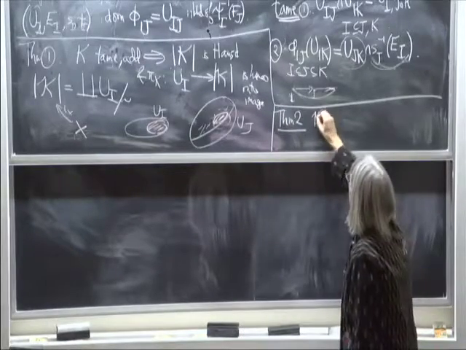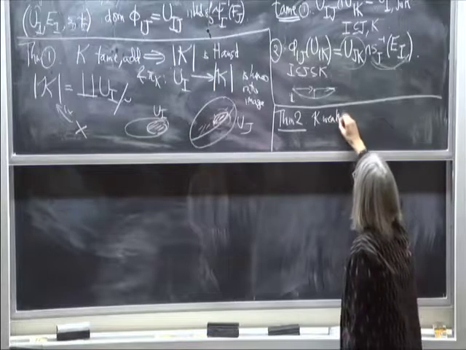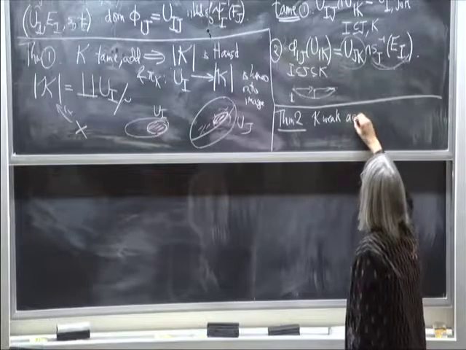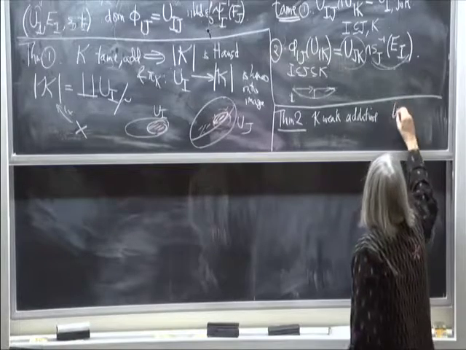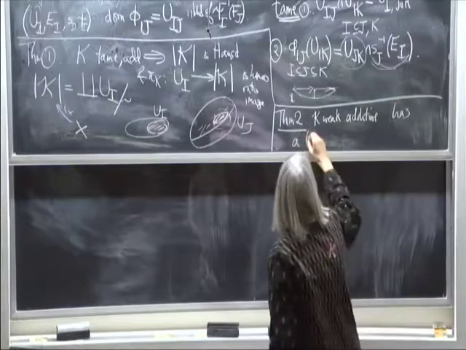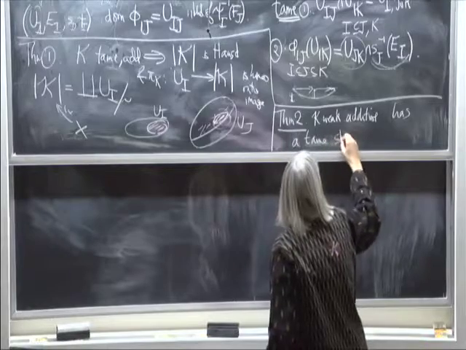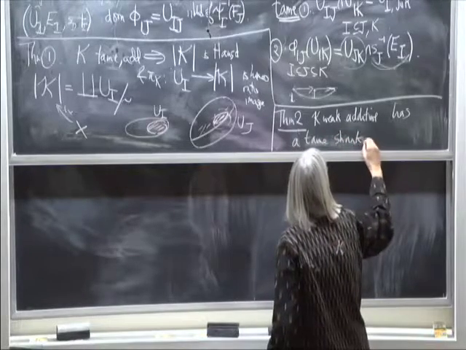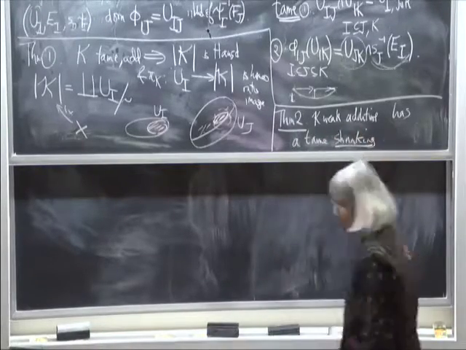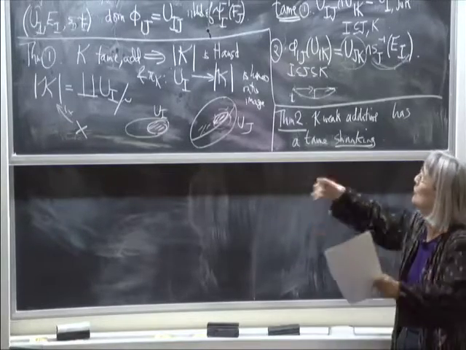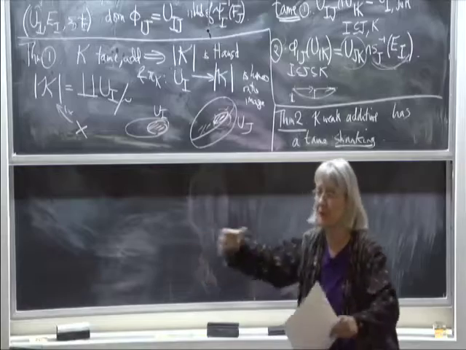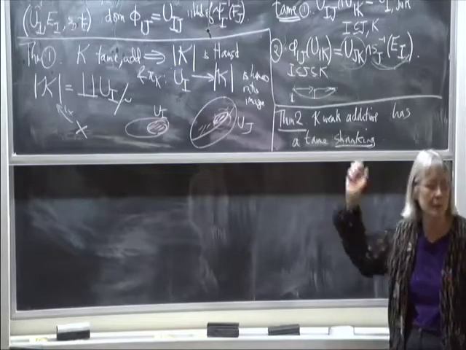And then the other theorem was that if K is weak and additive, this has a tame shrinking. So you can always, I will define, when I discuss this theorem a bit more, I'll give you a formal definition of shrinking. But shrinking just means that you reduce all these domains, the UIs, to UI primes, which are precompact in the UIs.